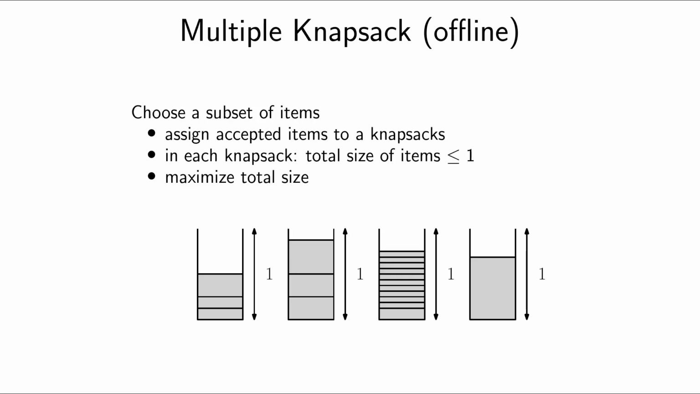In the multiple knapsack problem, we manage n knapsacks, each of capacity 1. For each item, we not only decide to accept it or reject it, but additionally we assign accepted item to a knapsack. While assigning items, we must obey the capacities of each knapsack. The goal is to maximize the total size of accepted items by summing up the items from all knapsacks.